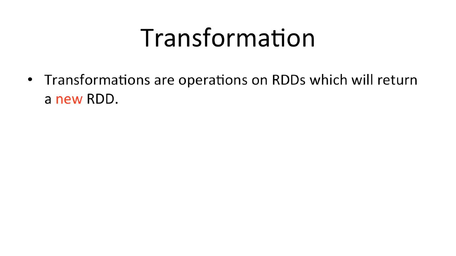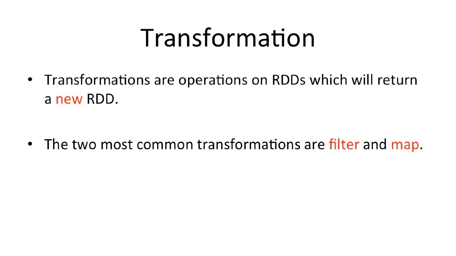Hello, and welcome back. As we've discussed in the previous lectures, RDD supports two types of operations, transformations and actions. In this lecture, we'll be talking about transformations. Transformations are operations on RDDs, which will return a new RDD. Keep in mind that transformations will return a new RDD instead of mutating the existing input RDD. The two most common transformations are filter and map.